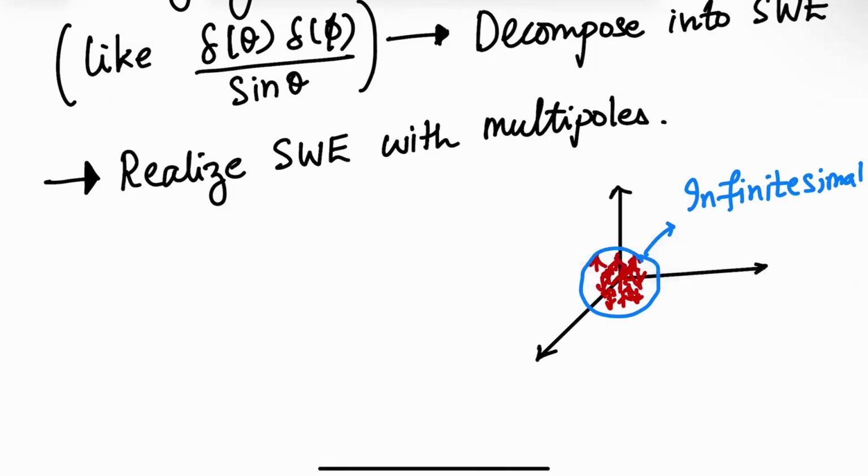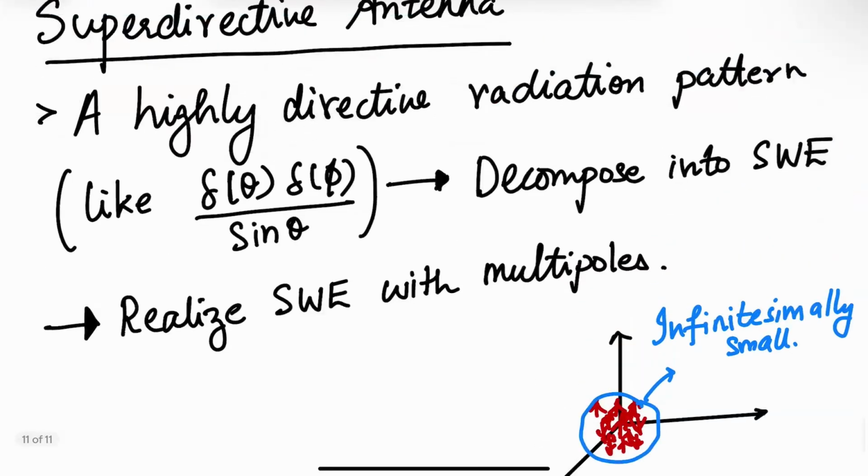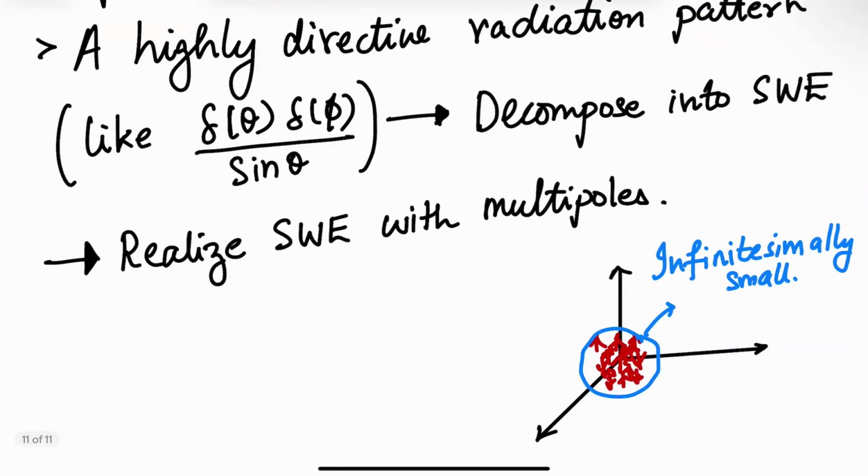Let me actually do that again. So this is infinitesimally small because the multipoles are really very close to the origin. Right, so I can create this kind of multipole expansion, put all of these multipoles in an infinitesimally small ball, and recreate exactly the same highly directive radiation pattern, right?